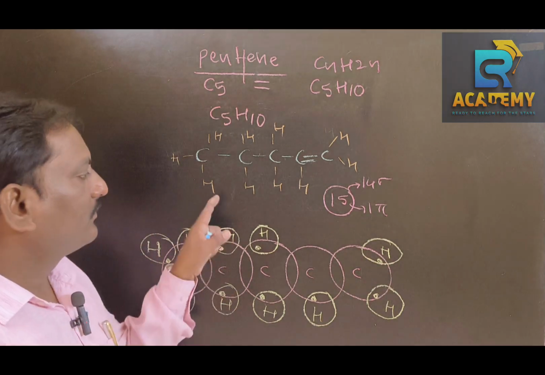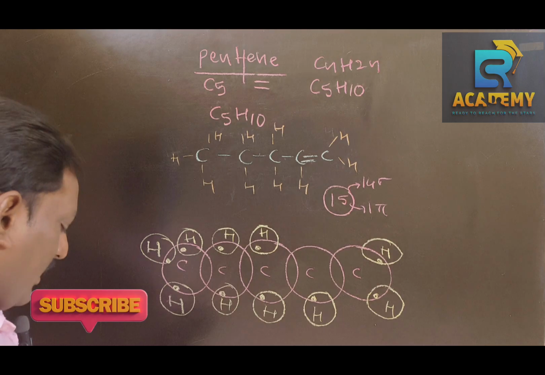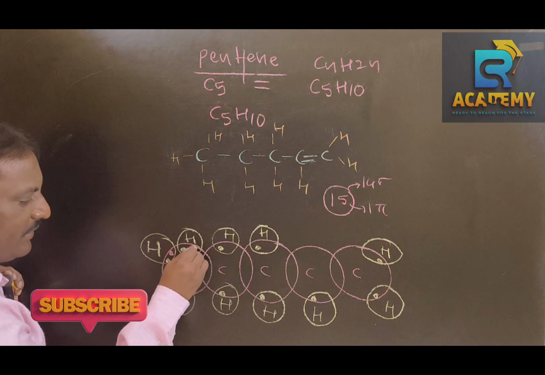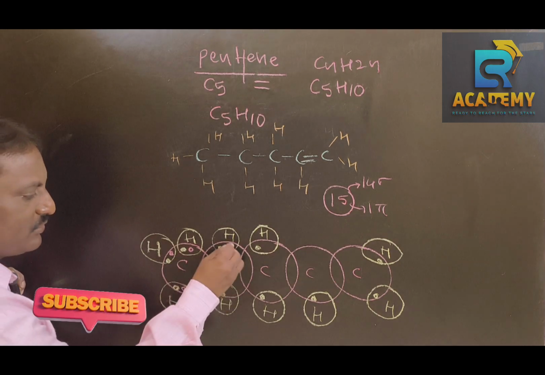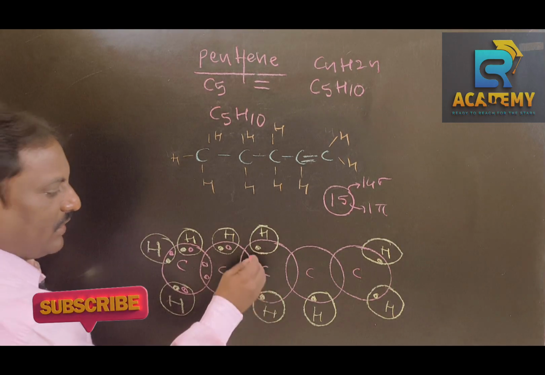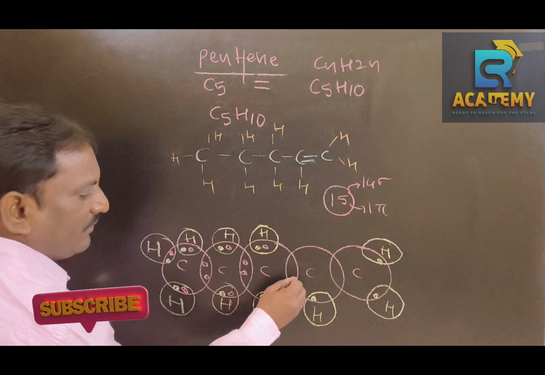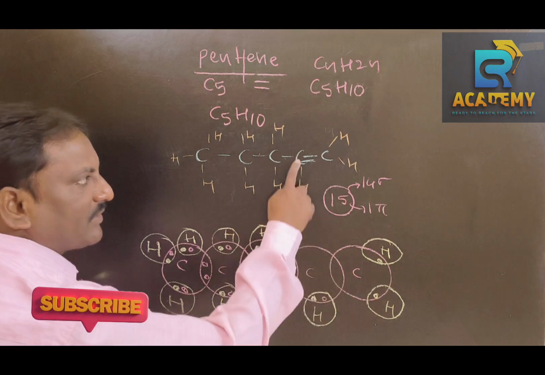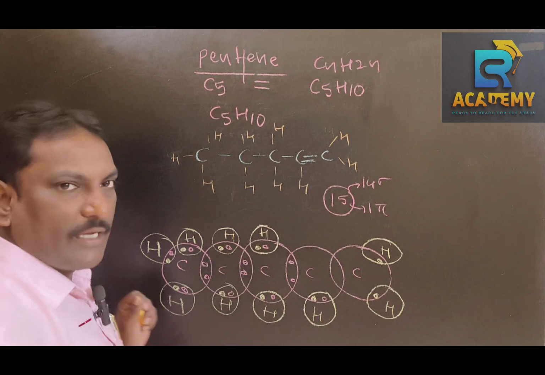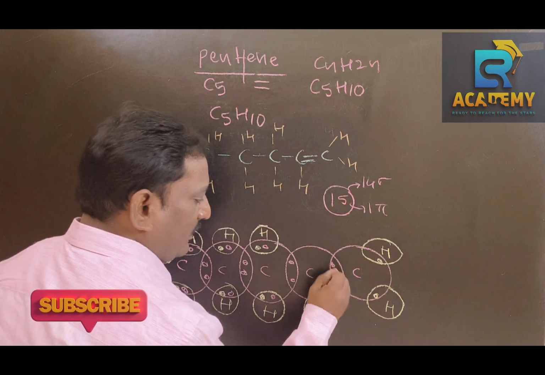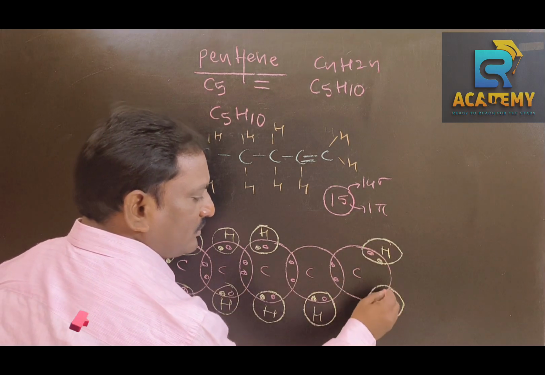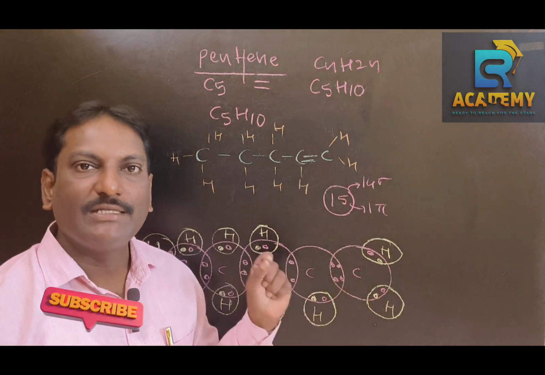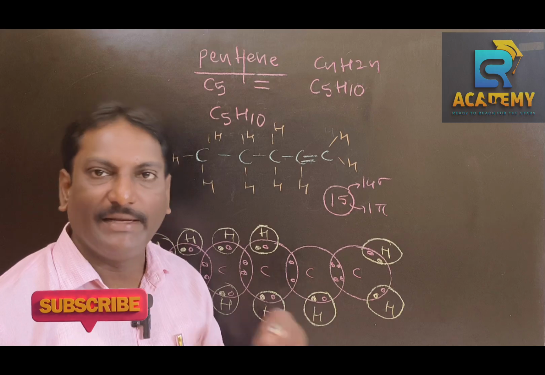Are you following? Right? Now, carbon, four unpaired electrons. One, two, three, four. This carbon, one, two, three, four. This carbon, one, two, three, four. This carbon, one, two. The remaining two must be placed here because it has given one double bond to the neighboring carbon atom. So, one, two. This one, two. The remaining two must be placed here. These are the Lewis dot structure or electron dot structure of pentene.